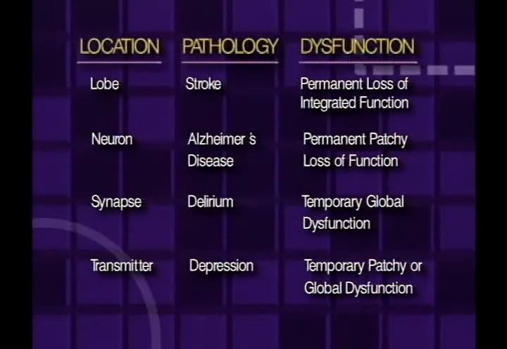As opposed to if there is some disorder at the synaptic or transmitter level. If that happens, then you have what is called delirium, which is temporary global dysfunction. Or if there's a disruption of the transmitter system, such as norepinephrine and serotonin, that leads to depression, which is a temporary, patchy, or global dysfunction of the brain. Each of the different levels of anatomy has a different associated pathology and a different associated dysfunction.